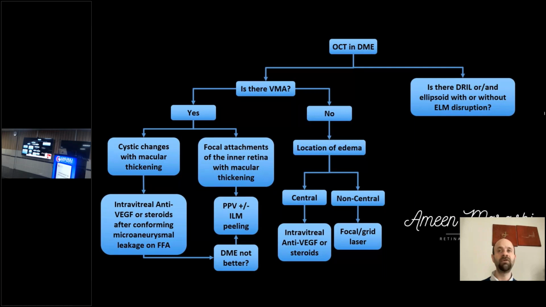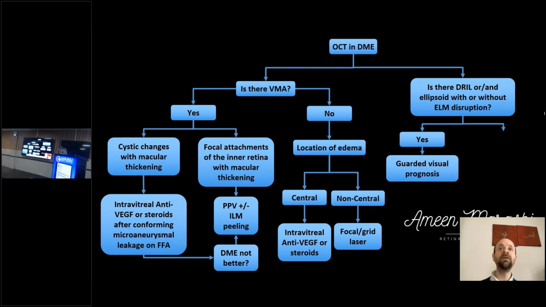Another important thing we should assess on the OCT is the presence of biomarkers that can give us a clue about the visual prognosis, like the integrity of the ellipsoid zone and external limiting membrane, which, if disrupted, will have a guarded prognosis, along, of course, with disorganization of inner retinal layers. And if the integrity is not disrupted, then the prognosis is good.